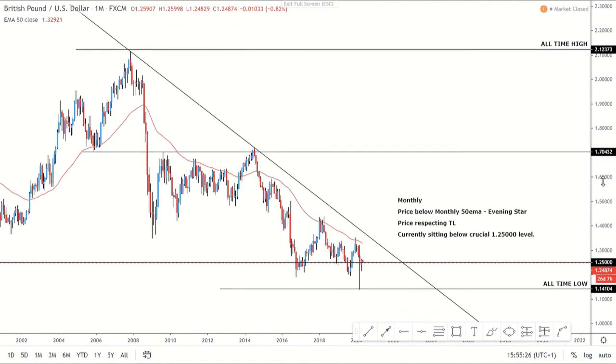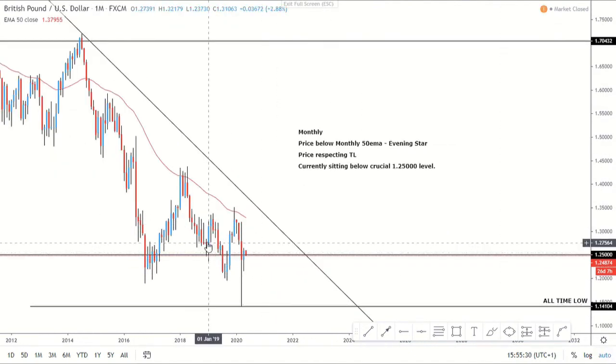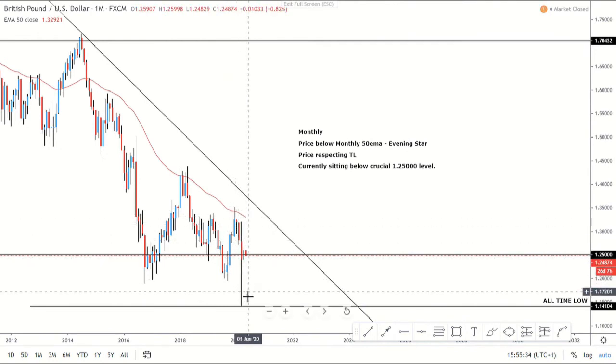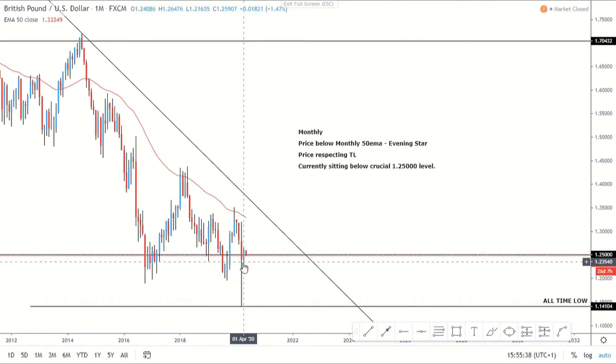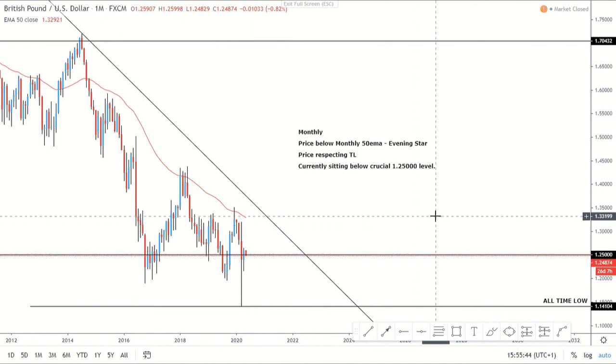We've got this obviously monthly downtrend, which I'm sure I say every week. And then we've got this evening star off of the monthly 50 MA, a push down, momentum carried forward to that all-time low, retraced. Then we've got this spinning top, or it kind of looks like a hammer, not really a major candle. And now we're just sitting below that 1.25 significant level.